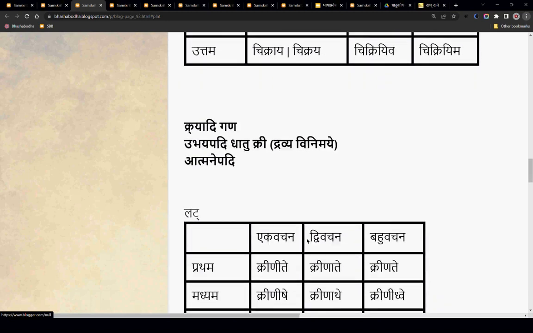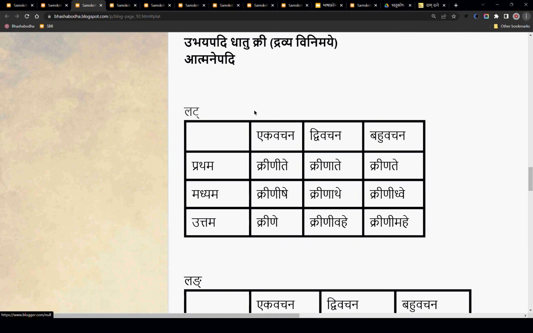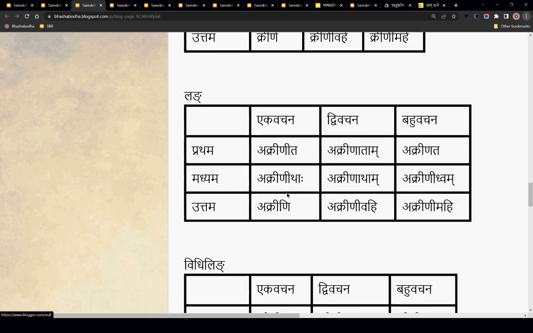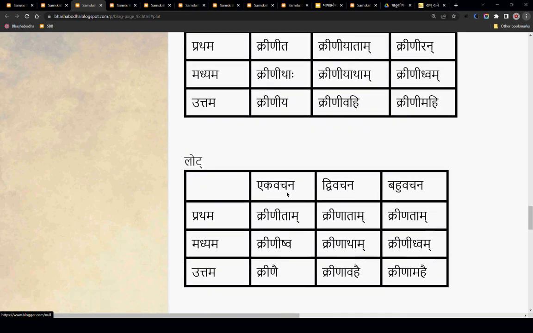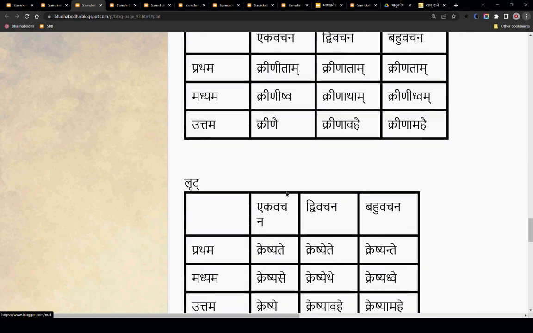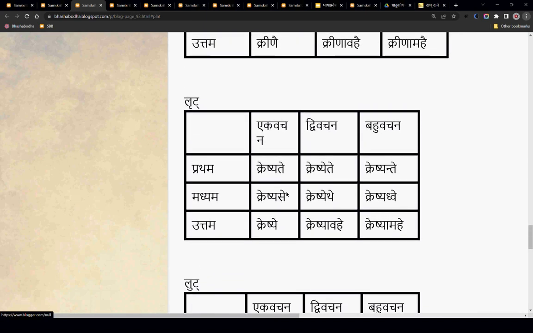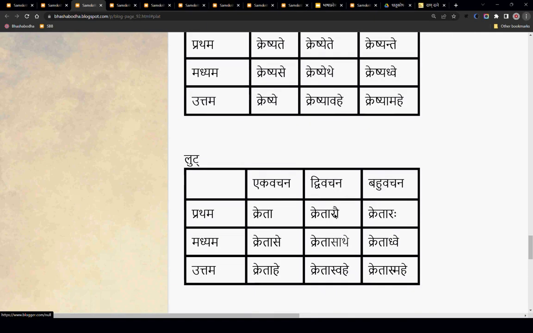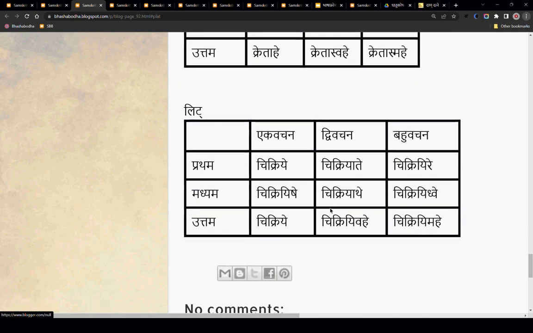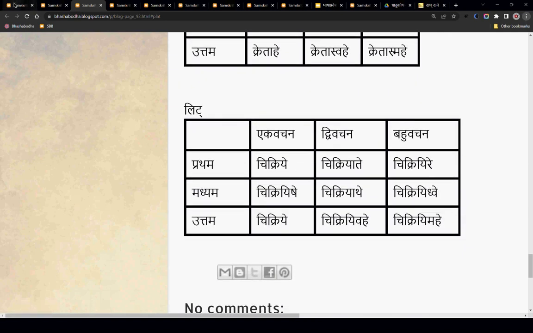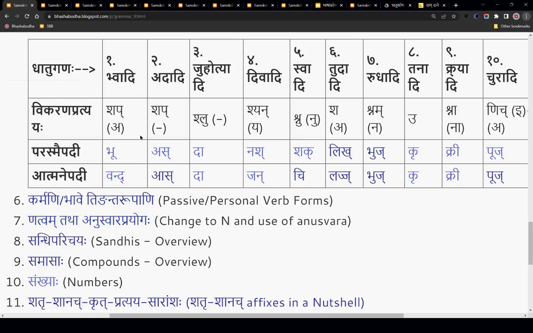Same thing if you go to Atmanepadi: you see na in between. Krinite, krinate, krinate, and krineta with ling, krinita, krinitam, kriniran, lot krinitam. But when you start lut, there's no na: just kreshyate, kreshyante, kreta, then lit chakriye, etc. So remember that these vikarana pratyayas are applicable to only four lakaras: lat, lang, lot, vidhiling.